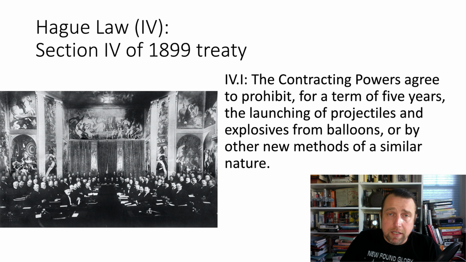Okay, so moving on to section 4, which contains 3 subsections, and this will close out our discussion of the treaty. Subsection 1 is titled Declaration Concerning the Discharge of Projectiles and Explosives from Balloons or by any new analogous methods. It is pretty short and to the point. It reads, the contracting powers agree to prohibit, for a term of 5 years, the launching of projectiles and explosives from balloons or by any new methods of a similar nature. The article thus prohibited aerial bombardment of any type and by whatever means.